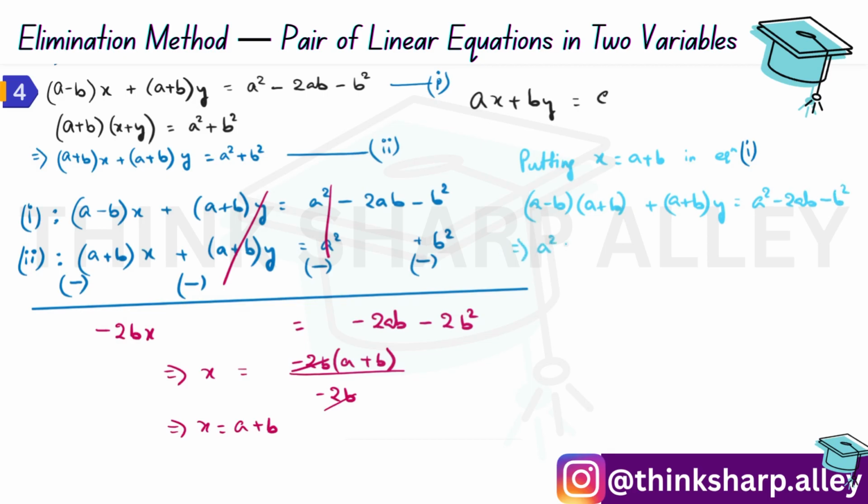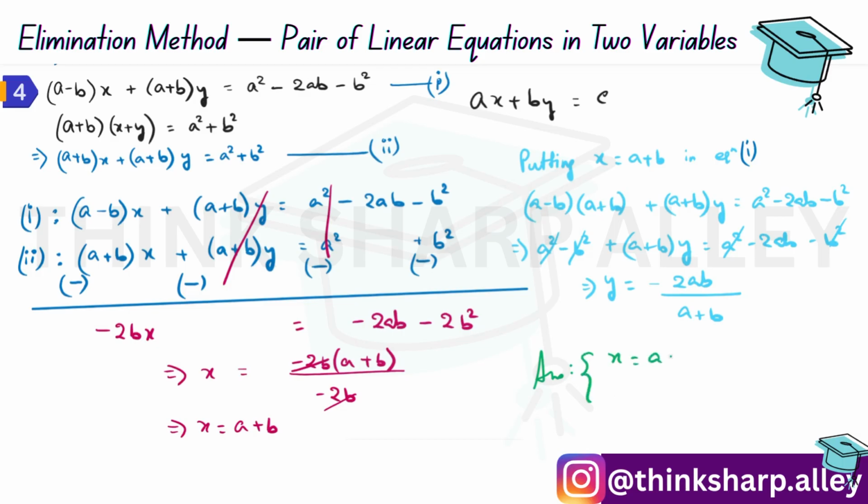So here we are getting a square minus b square. Remember the identity a minus b into a plus b equal to a square minus b square. A plus b into y gives me a square minus 2ab minus b square. Now plus a square gets cancelled, minus b square gets cancelled. So y is equal to minus 2ab by a plus b. That's it. So the solution for this system of linear equations is x equal to a plus b while y equals to minus 2ab by a plus b.